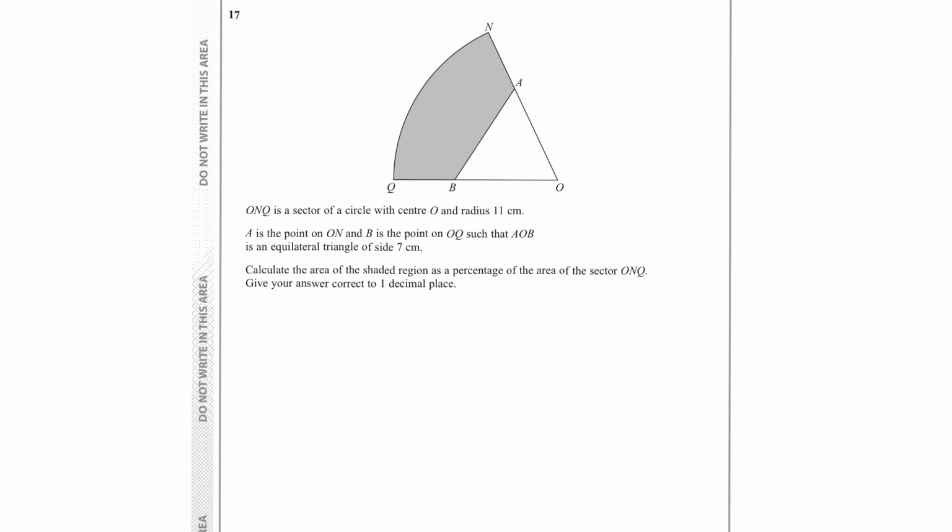ONQ is a sector of a circle with a center O and a radius 11. So by knowing that the radius is 11, then I know that this is 11. Remember, the distance from the center to the circumference is the radius. Okay, and then it says that A is a point on ON and B is a point on OQ, such that OAB, so that's made an equilateral triangle of 7 centimeters, which means that's 7, that's 7, that's 7, because in an equilateral triangle, all the sides are the same.